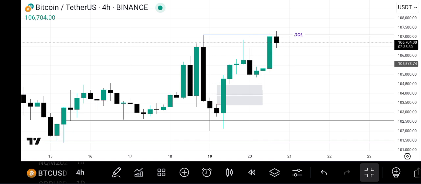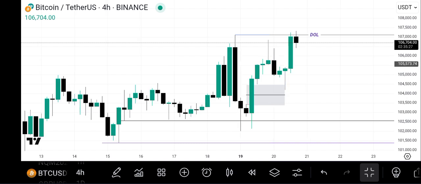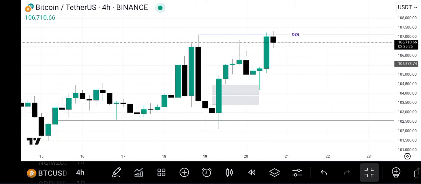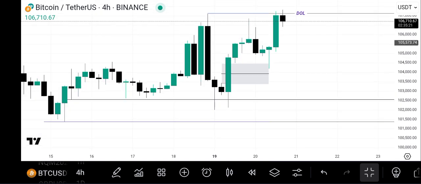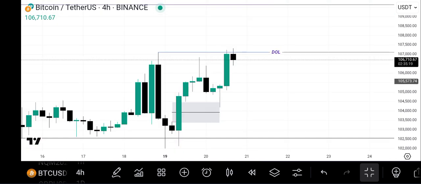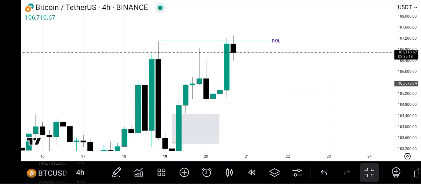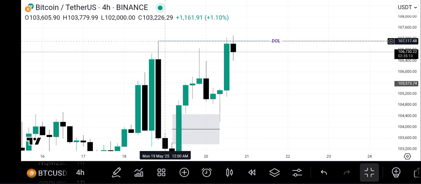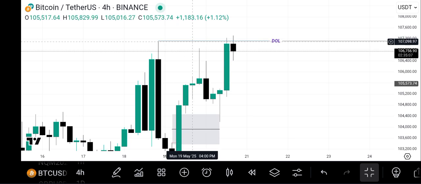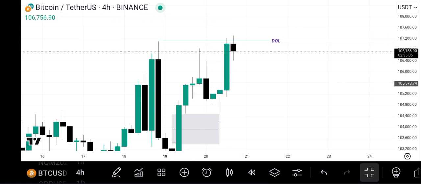This is BTCUSDT. From the previous video that I did, I was actually anticipating a bullish move into that draw on liquidity above this high here. As you can see, I marked that place, my draw on liquidity. So I was anticipating that price push to that level.